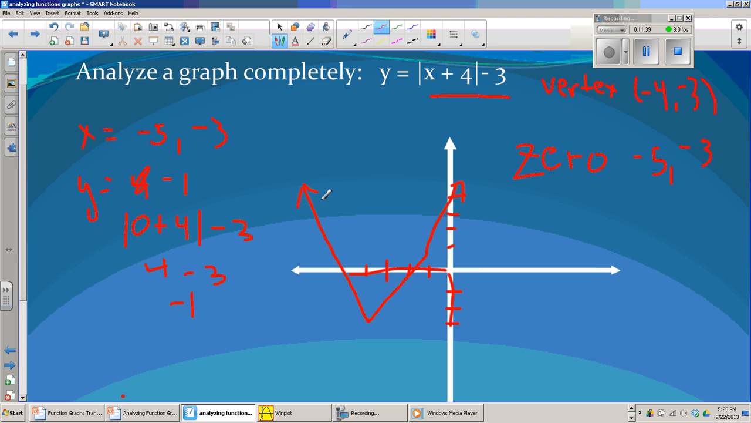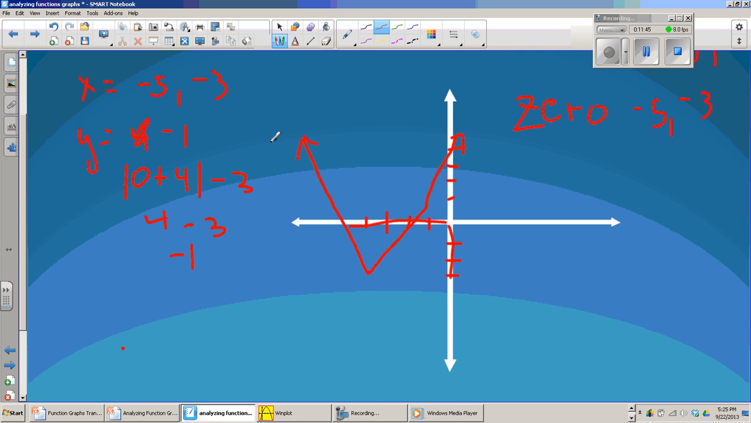If I want to analyze how this graph is increasing and decreasing from left to right, I see that the graph does go down first. Left to right, it's going down to the vertex. So that means that as x is going toward positive infinity, the y's are going down. And then it changes and starts increasing.